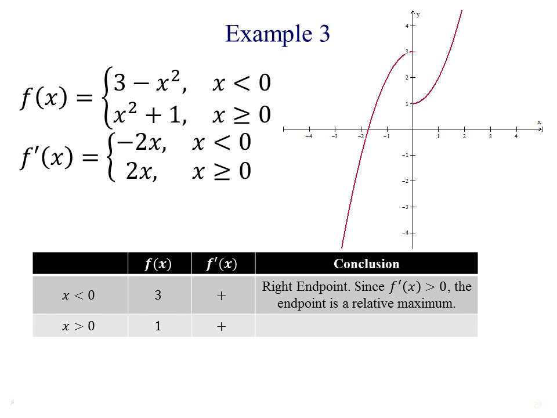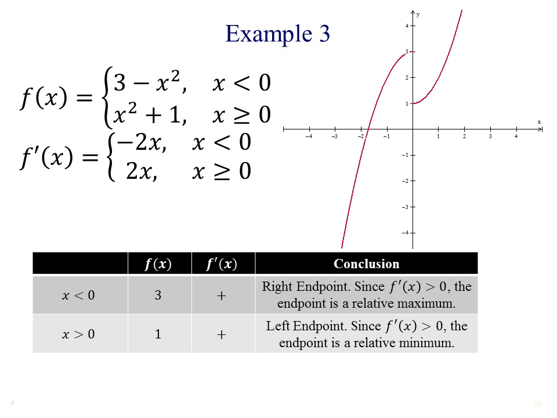The conclusions that can be drawn. X is less than 0 is a right endpoint. Since it's a right endpoint and the derivative is positive, we classify that endpoint as a relative max. X is greater than 0 represents a left endpoint. The derivative is positive for this interval, and because it's positive, we classify the endpoint as a relative minimum.